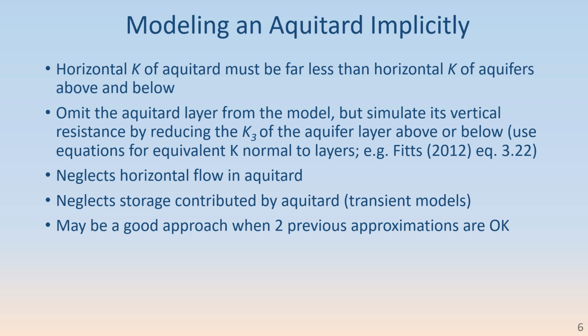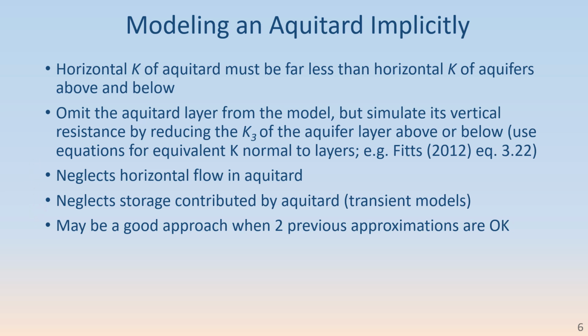One other consequence, which may argue against doing this: if you're doing a transient model and you have an aquitard that contributes significantly to storage, you don't want to do this, because you're cutting out that storage contribution that the aquitard would offer. But if these two approximations are fine, then this could be a very good approach and save you some computation.